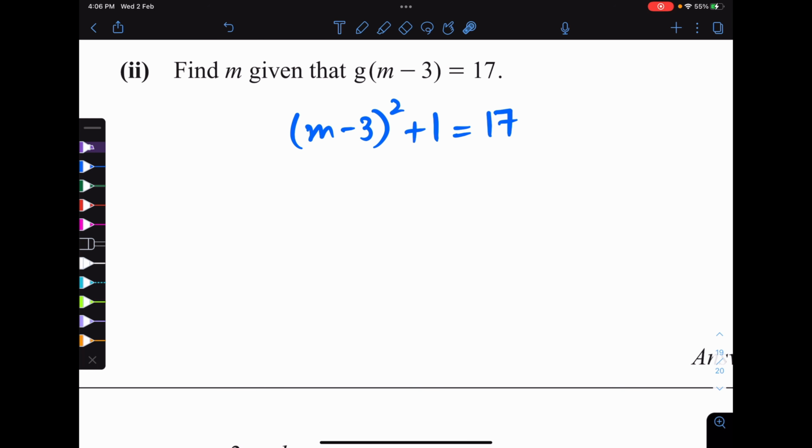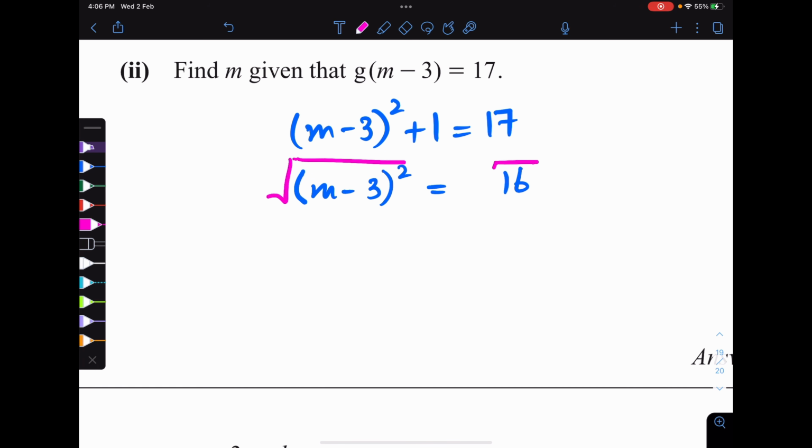Now, to solve this, I do not recommend that you open this bracket until it's really necessary. So let's just keep it like this. M minus 3 whole squared would be equal to 16. Now, to get rid of a square, you have to take the square root on both sides. And when you take the square root, you have to put a plus minus sign on the right hand side. M minus 3 would give you plus minus 4.